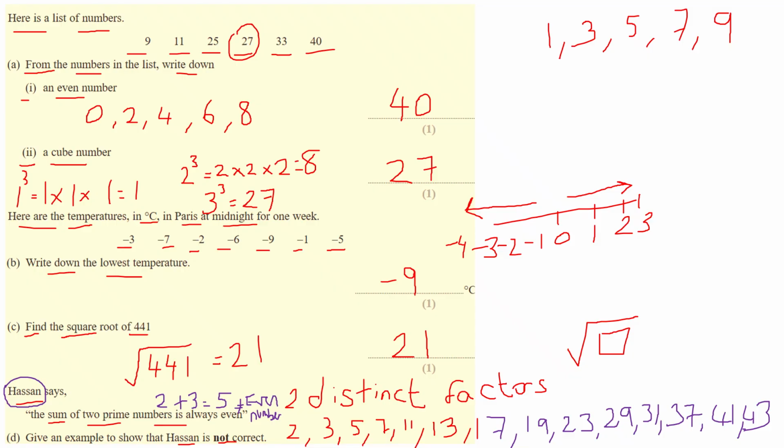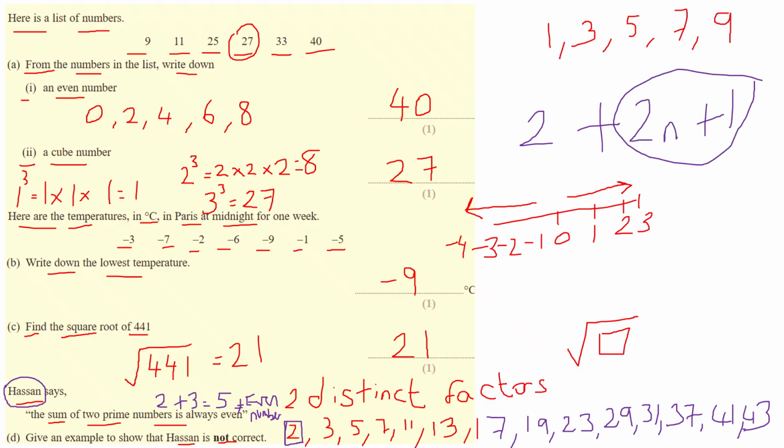So 2 plus 5 makes 7, that's not even. 2 plus 7 makes 9, 2 plus 11 makes 13, 2 plus 13 makes 15. So take the number 2 and add it to any odd number, you will always get an odd number. So 2n plus 1 plus 2 will be in the format 2n plus 3, which is always an odd number, because 2n plus 1 is what I call the nth term of an odd number, and 2n is the nth term of an even number.